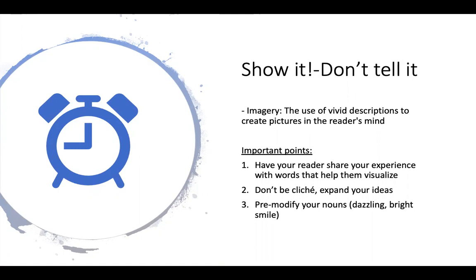So what this means in this example here, smile is the noun, and we use dazzling and bright to pre-modify it, to give more information to help the reader visualize it.